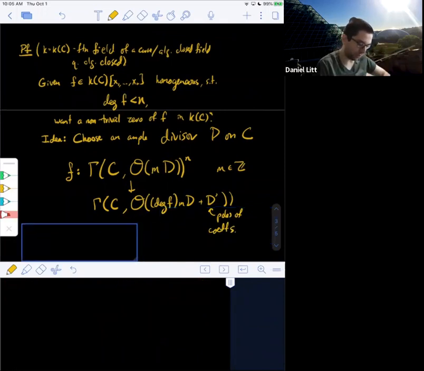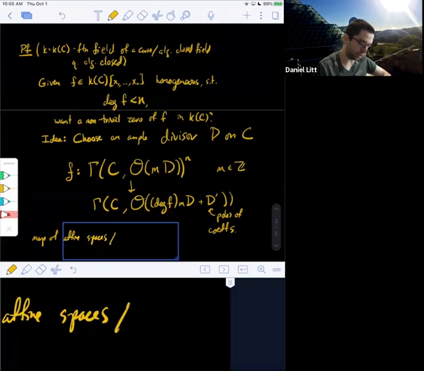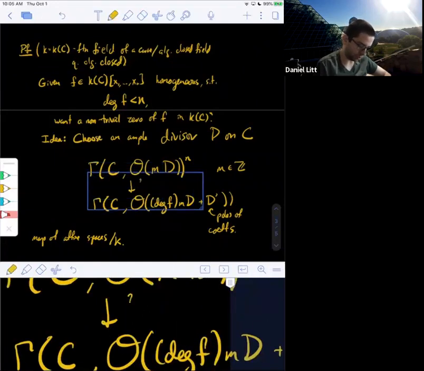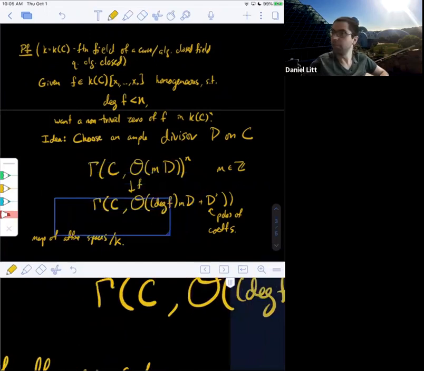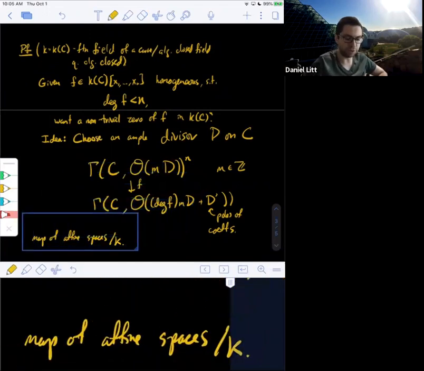This is a map of affine spaces, not over K(C), but over K. So does everyone understand how I'm thinking of f as a map like this? Maybe let me move the notation f next to the arrow to give myself a bit more room. Does anyone have any questions about how I'm thinking of this polynomial f as a map between these two affine spaces?